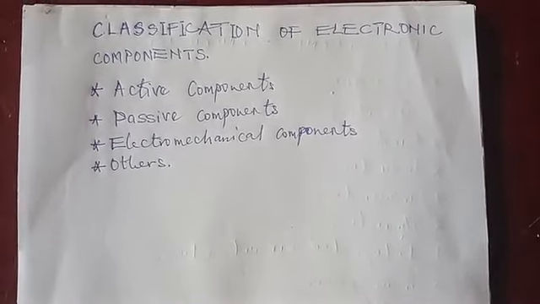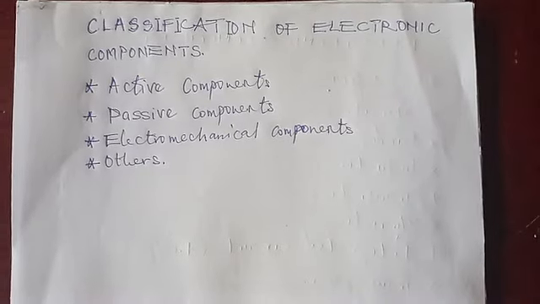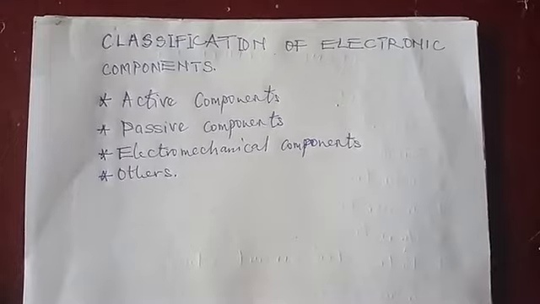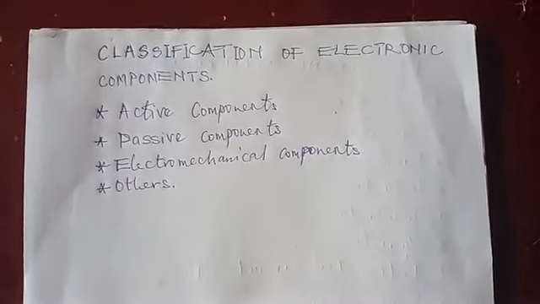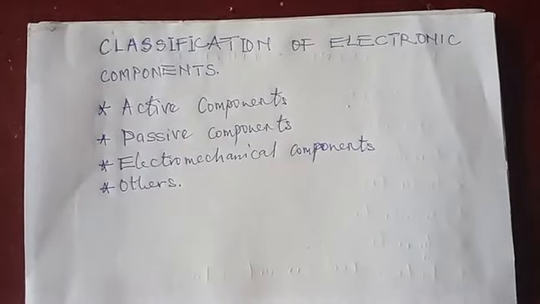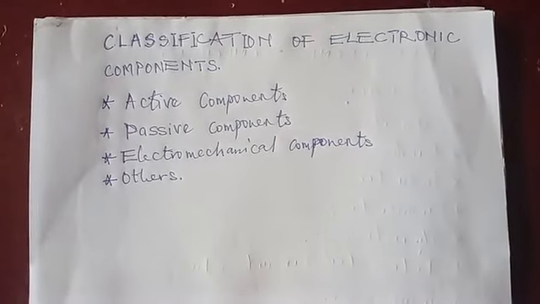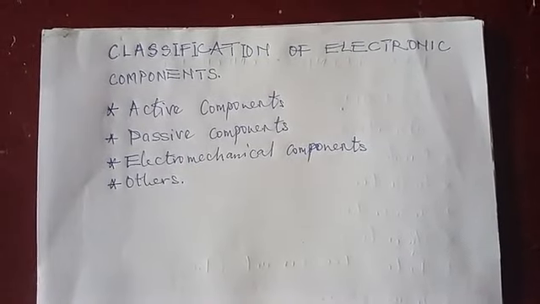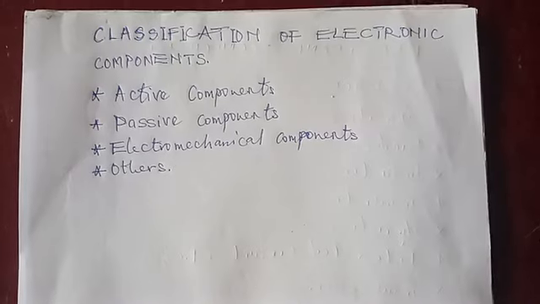They cannot perform these operations without an electrical energy source. Examples are the diode, transistor, IC, and thyristor. Those are active components.